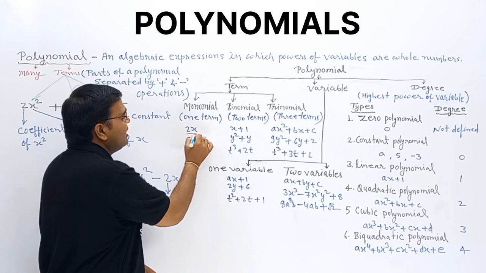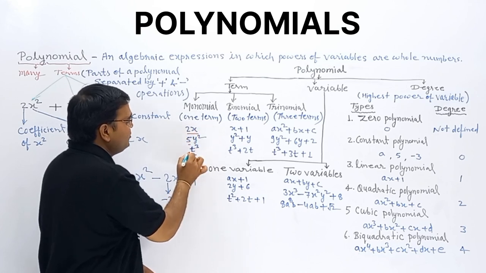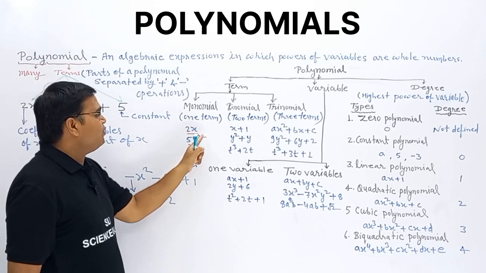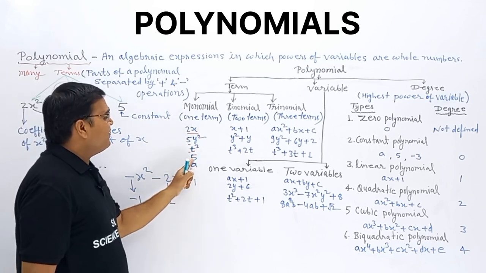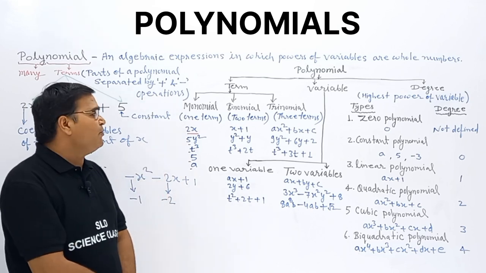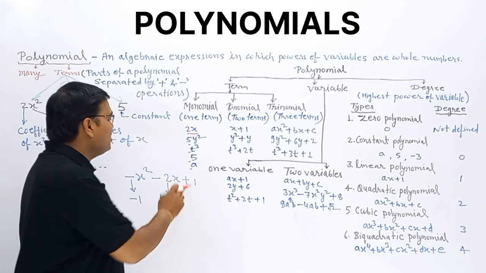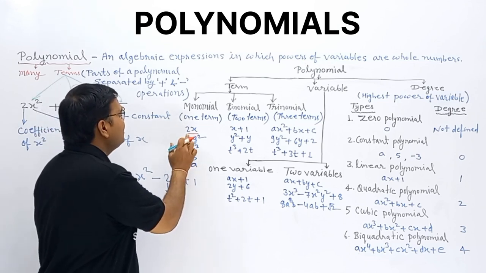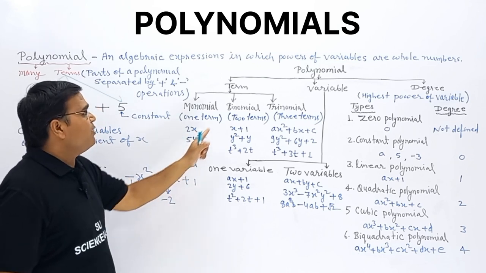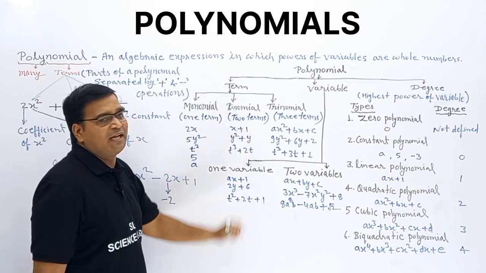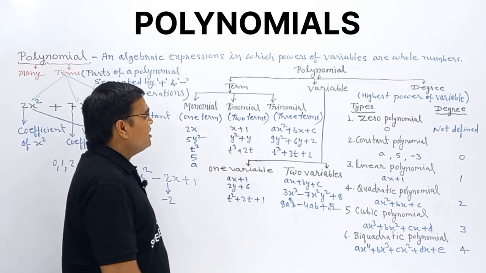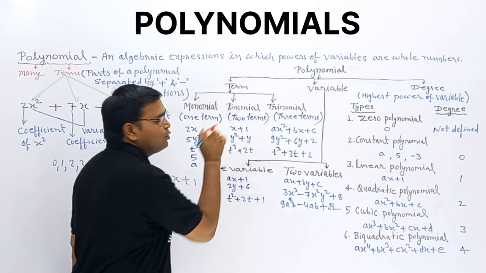2x, this is one term, 5y square, t cube, 5 and a. These are all one term. And if polynomials have one term, a single term, then what can we say? They are monomials. If polynomials have two terms, in these they are separated by a plus sign. It means one term is x, another one is 1.